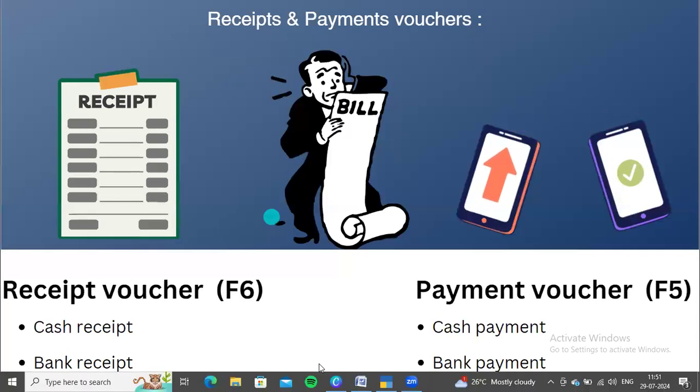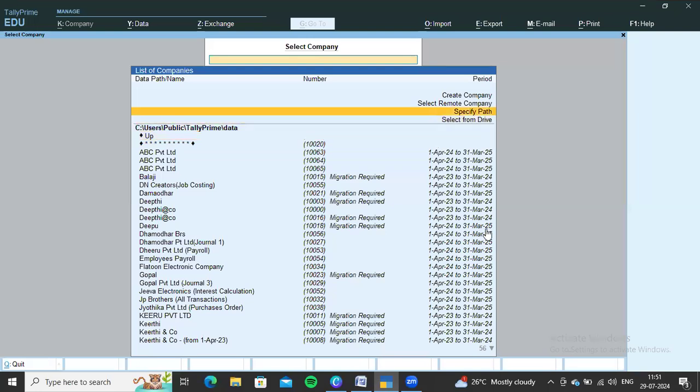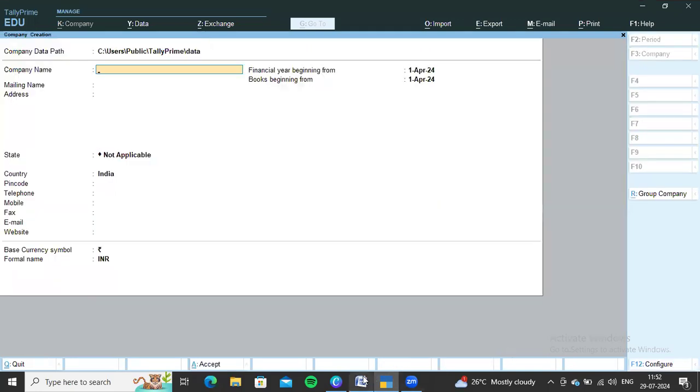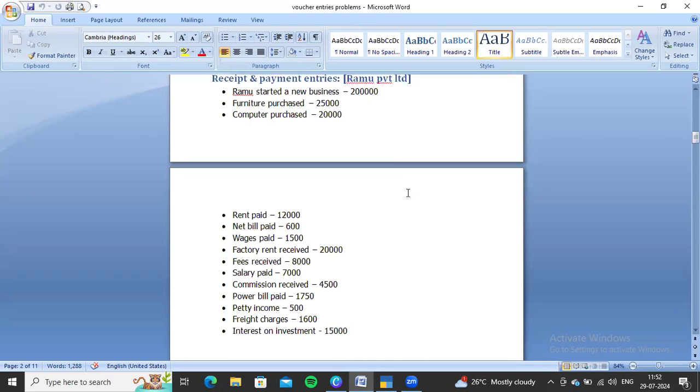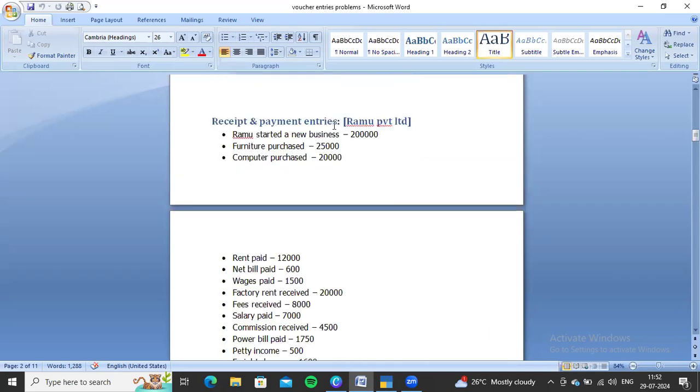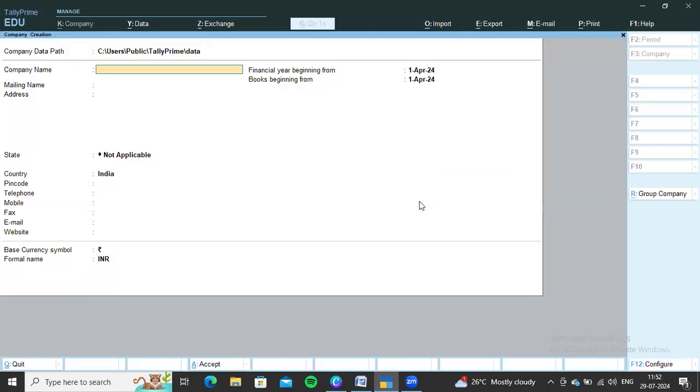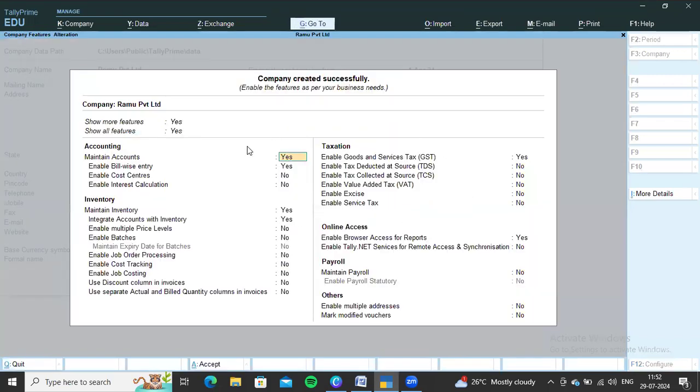First, enter into Tally and create a company. Here, these are the receipt and payment entries that we are required to enter into receipt and payment vouchers. And the company name is Ramu Private Limited, with address and state. Press Ctrl+A. There is no need to enable any of the features, so press Ctrl+A.